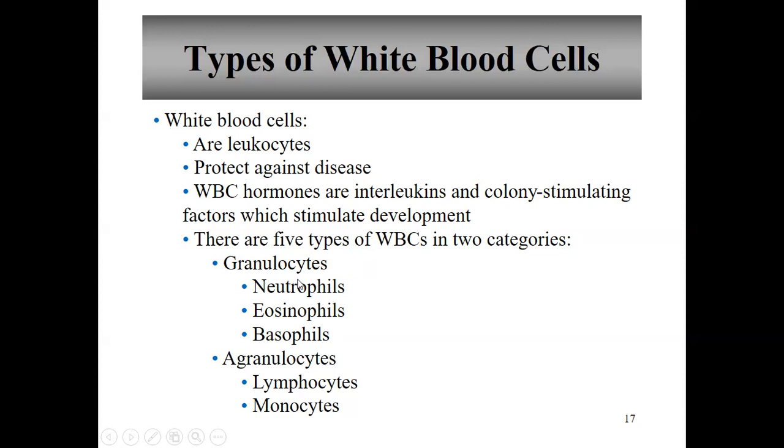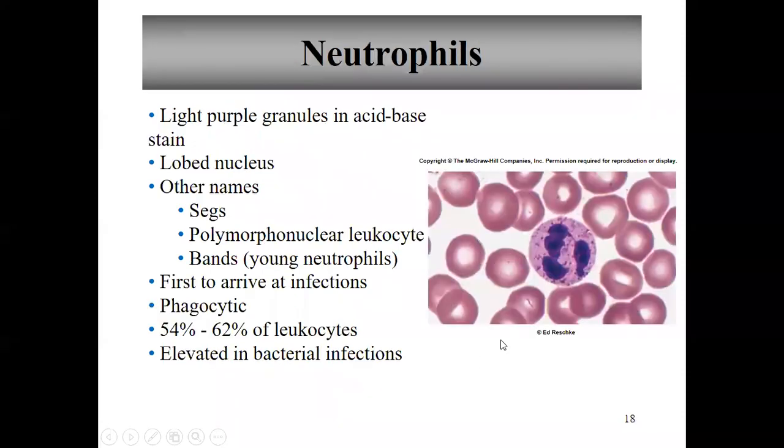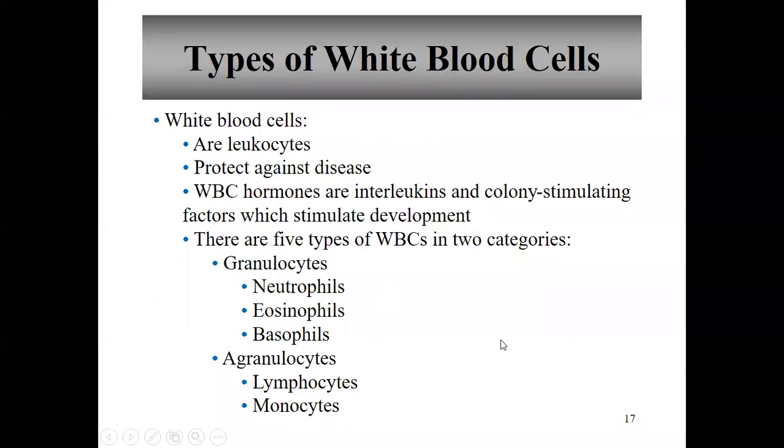The granulocytes are your neutrophils, eosinophils, and basophils. Yes, you need to know the different names of these types of white blood cells. So you need to know these categories: granulocytes, agranulocytes, and the types of cells that fall underneath. In the agranulocytes, you have lymphocytes and monocytes. So the first of the cells, your neutrophils, are types of granulocytes.